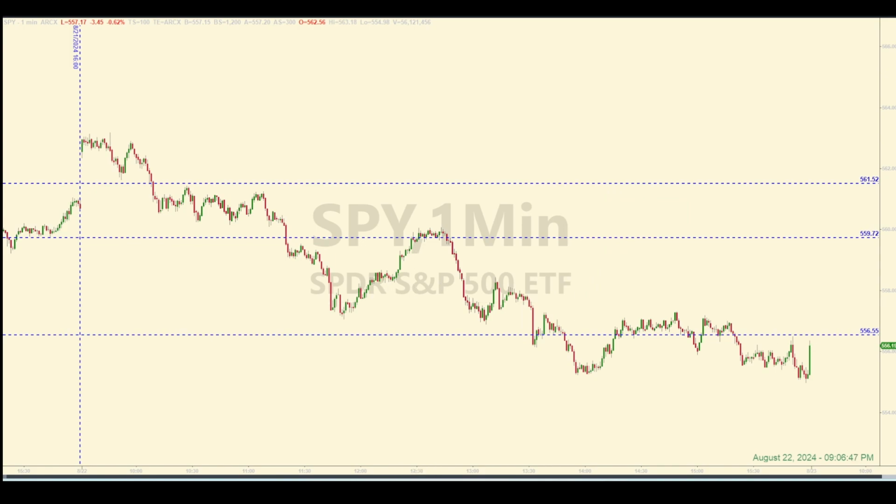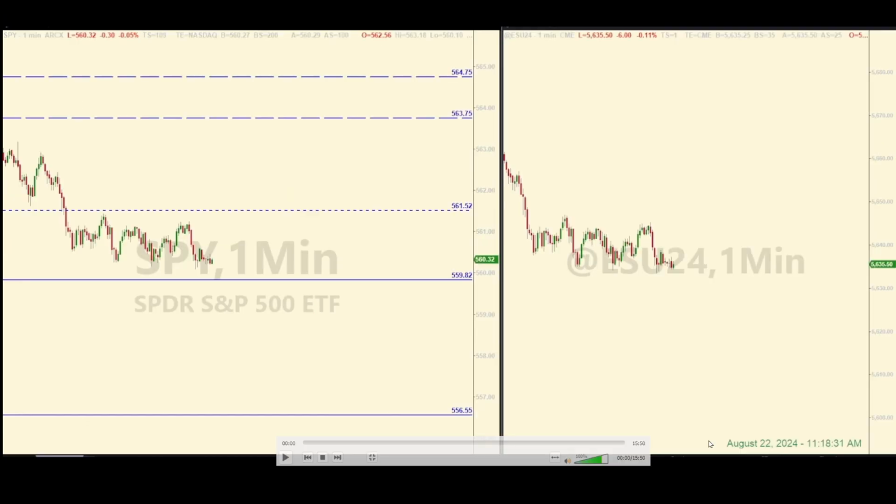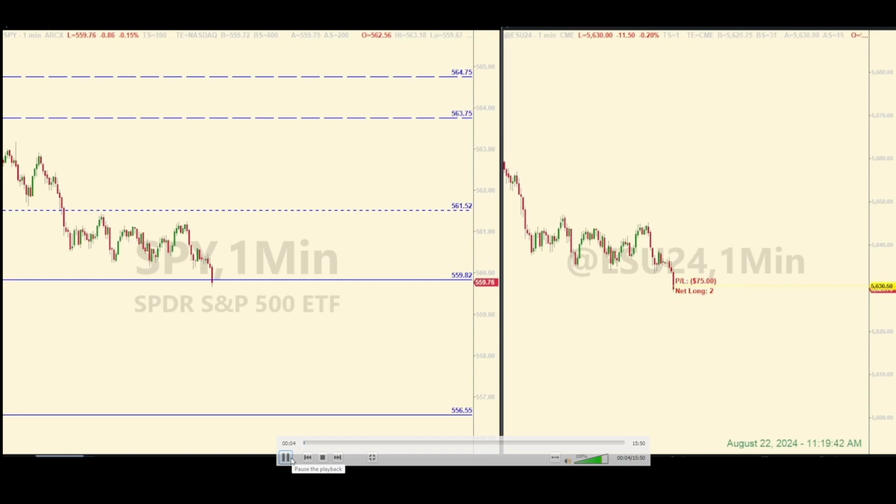And now let's look at my trades. To set the stage here, this is 11:18 a.m. I just cut this recording to this point because nothing really happened before this. I did not take this trade, and didn't do anything else until they were getting down into 559.82. And you'll see me go long with 2 contracts and immediately get out of the money.